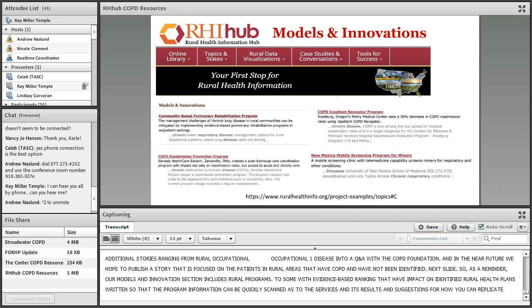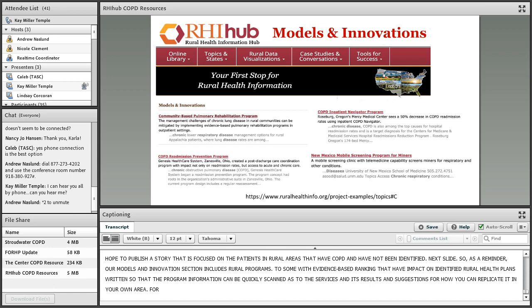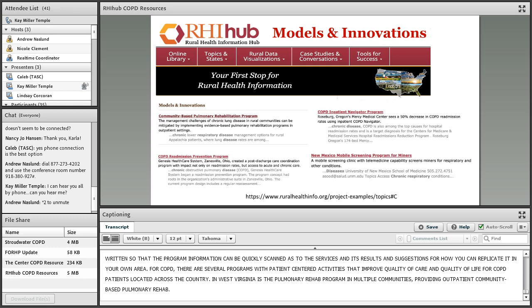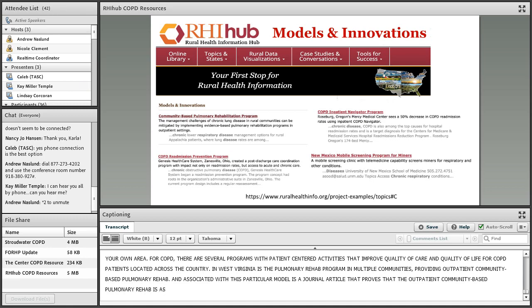For COPD, there are several programs with patient-centric activities that improve quality of care and quality of life for COPD patients, and these are located across the country. In West Virginia is the Grace Ann Dorney Pulmonary Rehab Program in multiple communities in that area, providing outpatient community-based pulmonary rehab. Associated with this particular model is a journal article that proves that the outpatient community-based pulmonary rehab is as effective as hospital-associated pulmonary rehab. This program's evidence is effective.